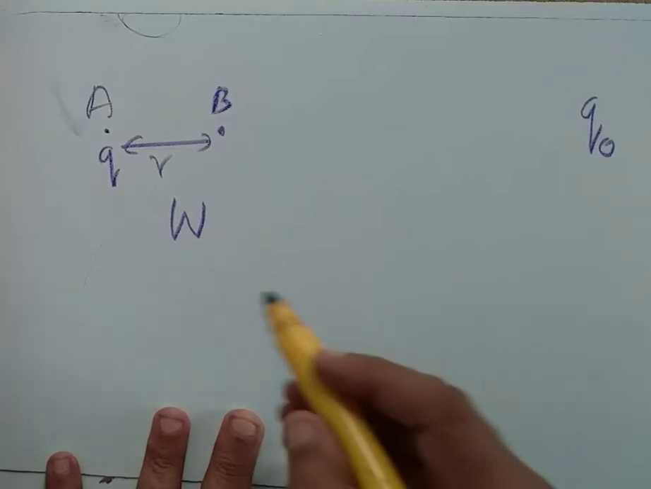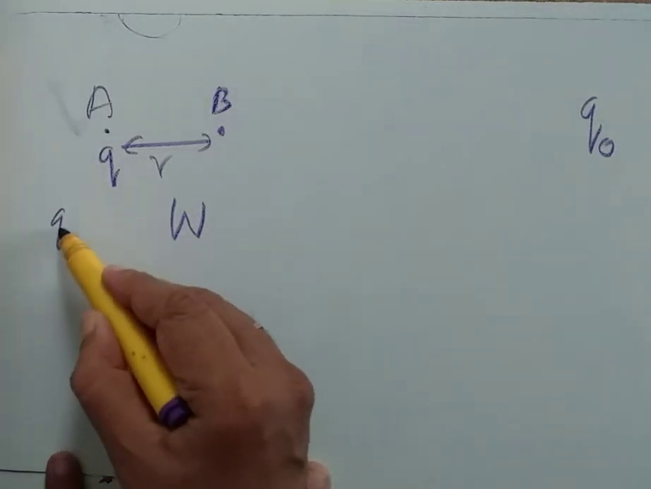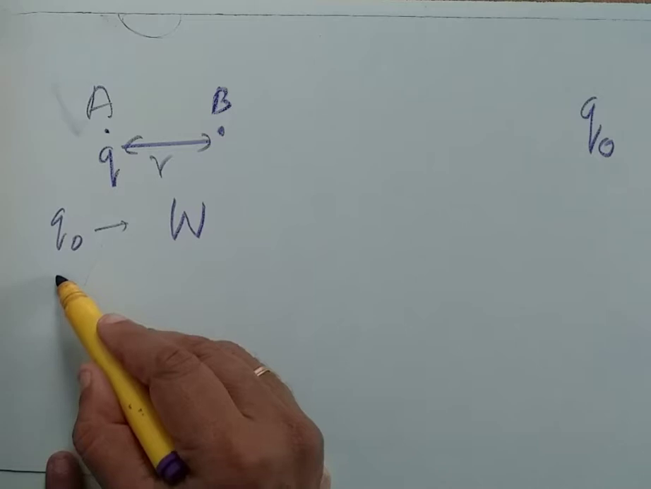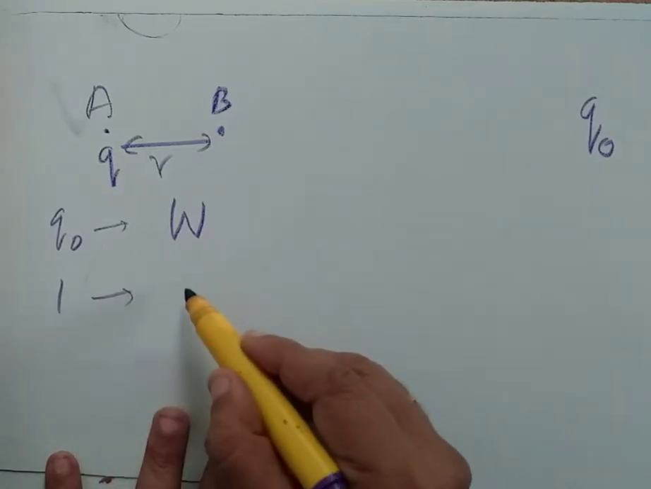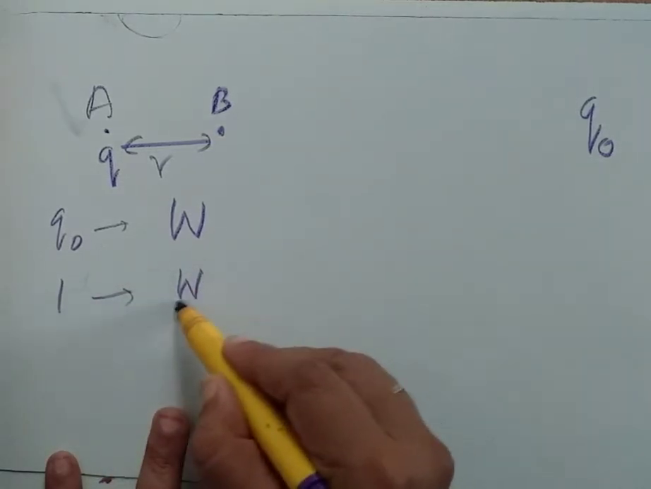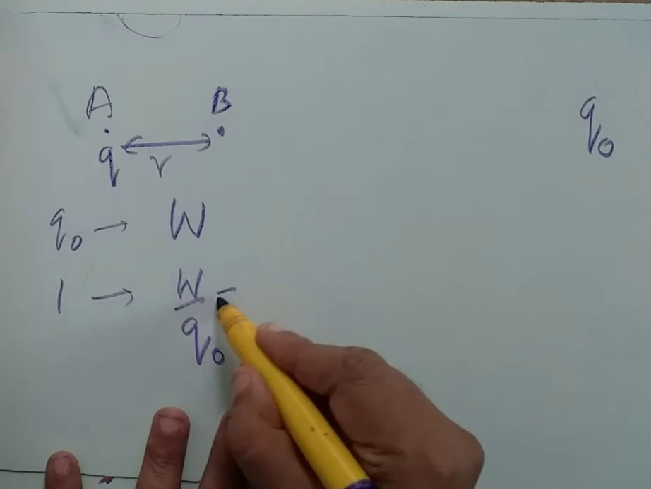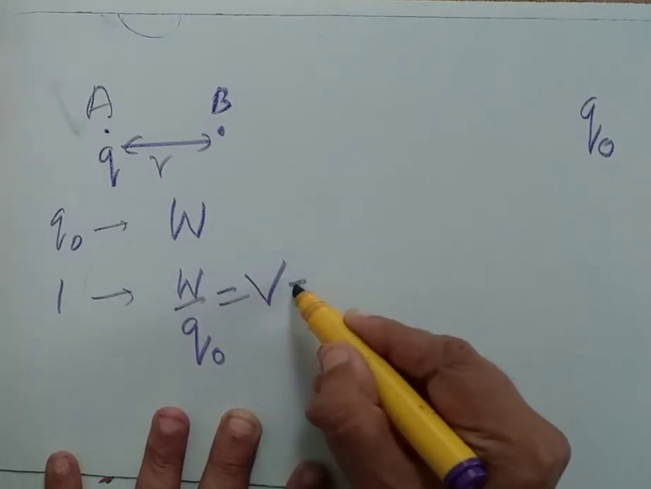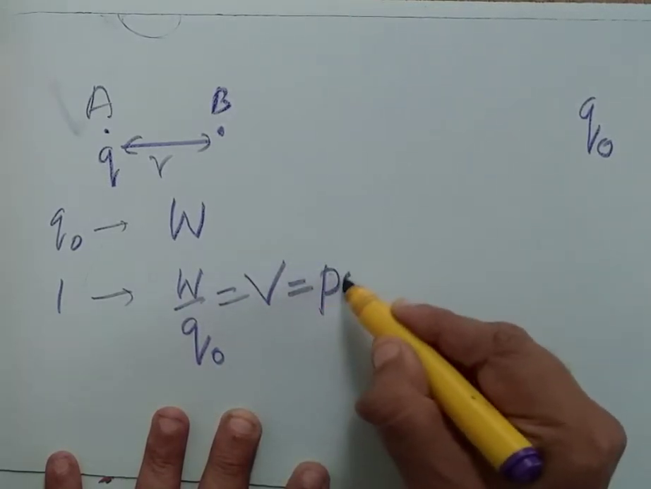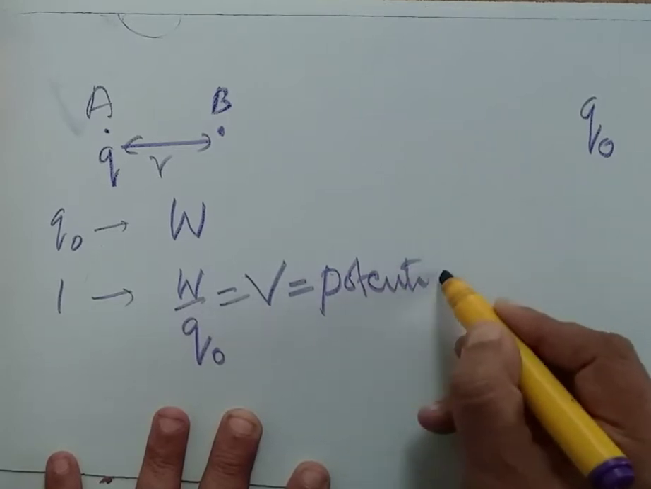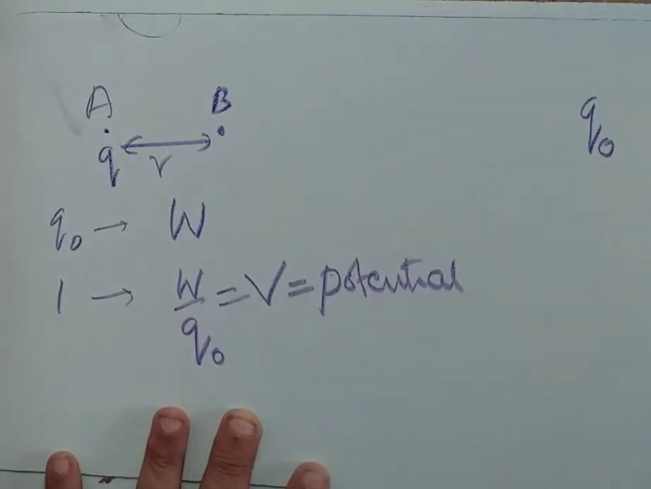For that I say like this. For Q naught, W is the work done. For one charge, say unit charge, what is the work done? W by Q naught. In fact, this quantity, work done per unit charge, is nothing but potential energy per unit charge, which we denote by V, and it is called electric potential or potential.